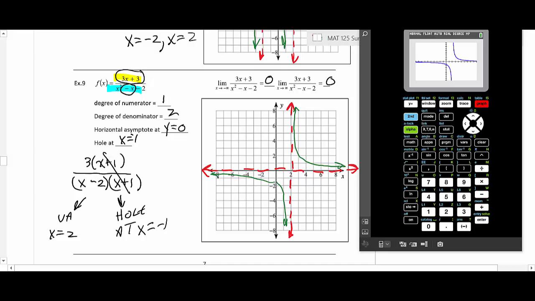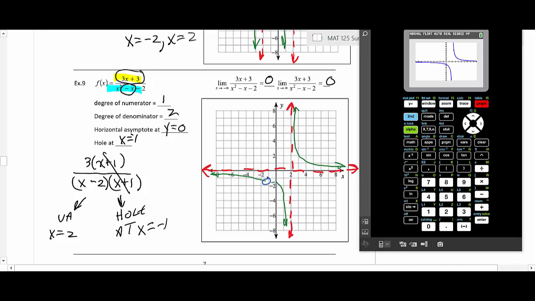Just sketch the general shape and get as many good points as you want. The only thing you have to remember here is what's going to happen at negative 1. There's a little hole in it, right? So make sure you draw a little bubble right there. That won't come out on the calculator, but you need to know that it's there. So we had a hole at negative 1, and then you just draw that bubble in.